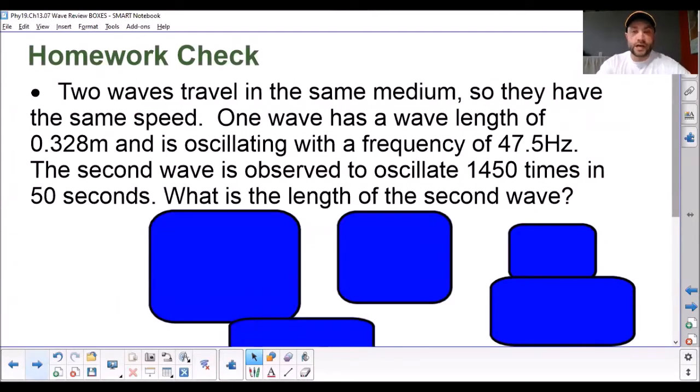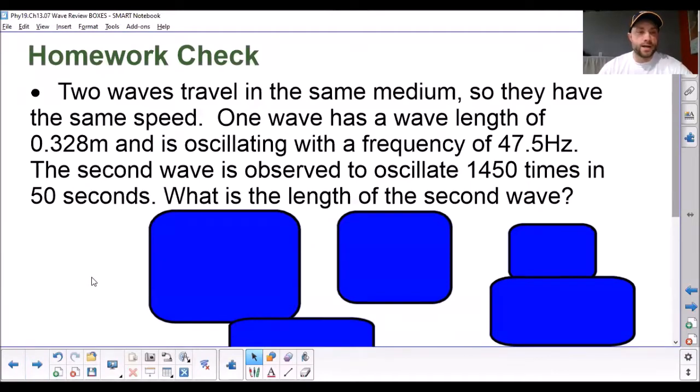All right, here's a homework check. I would highly suggest writing this down in your notebook, trying it on your own, doing it as an example problem, and then waiting to see what my answer is. So go ahead and try that. Pause.